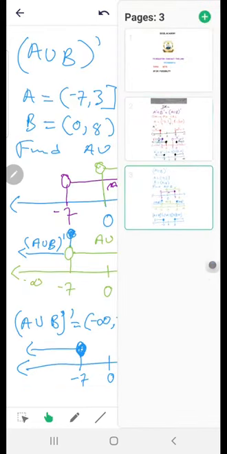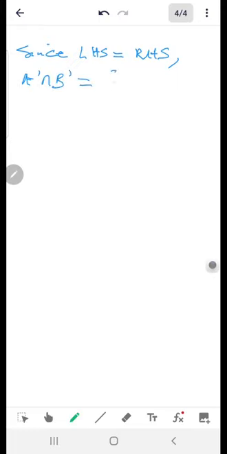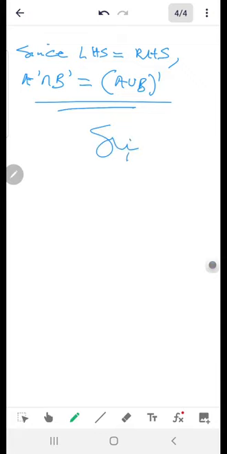As a result, since the left hand side is equal to the right hand side, A complement intersection B complement is equal to (A union B) complement. Alright guys, therefore, this was our final answer.